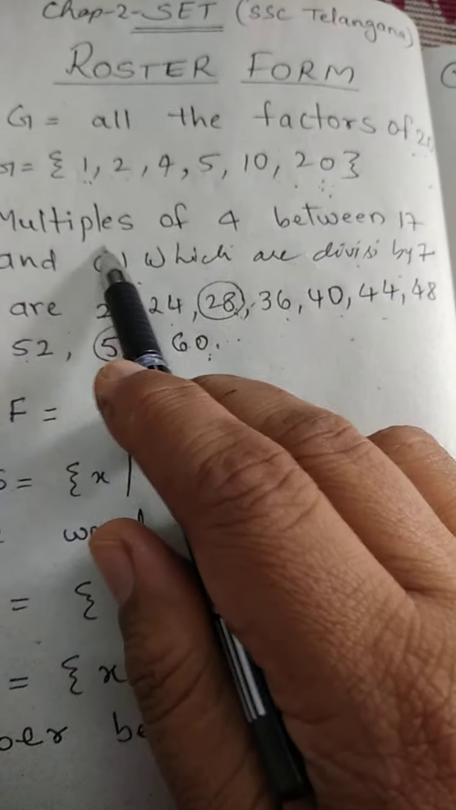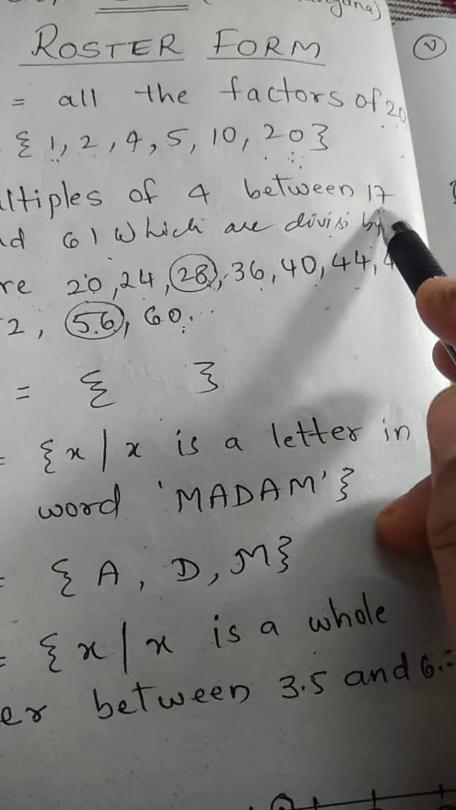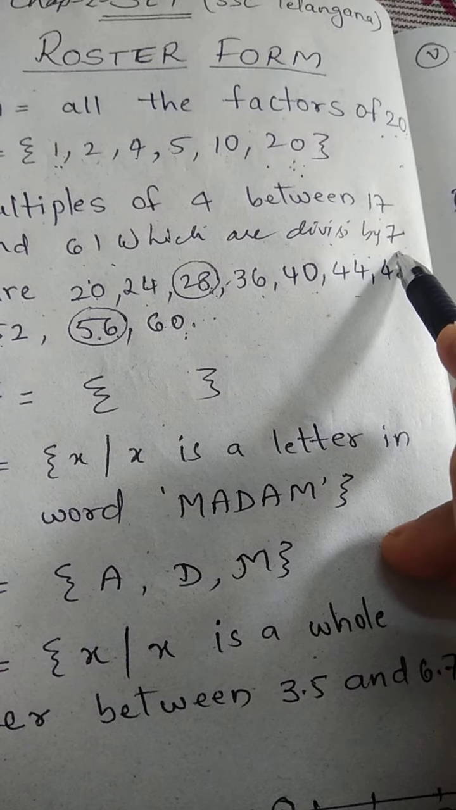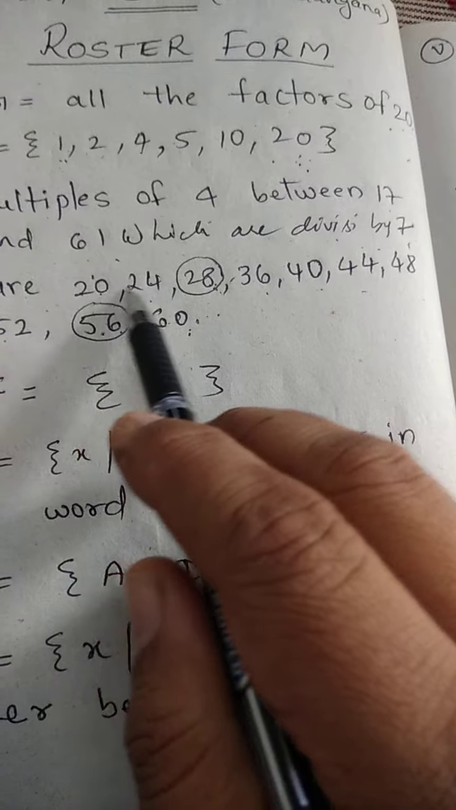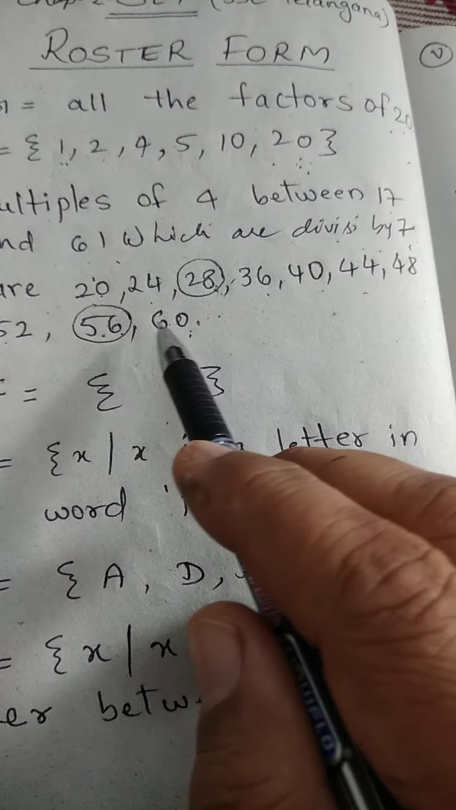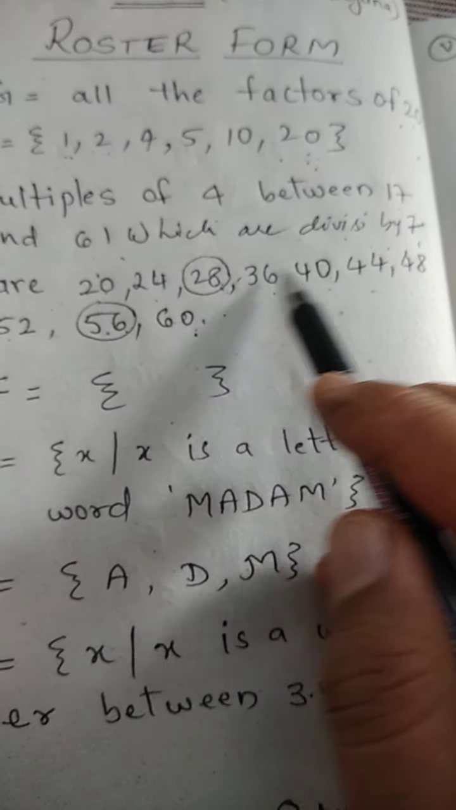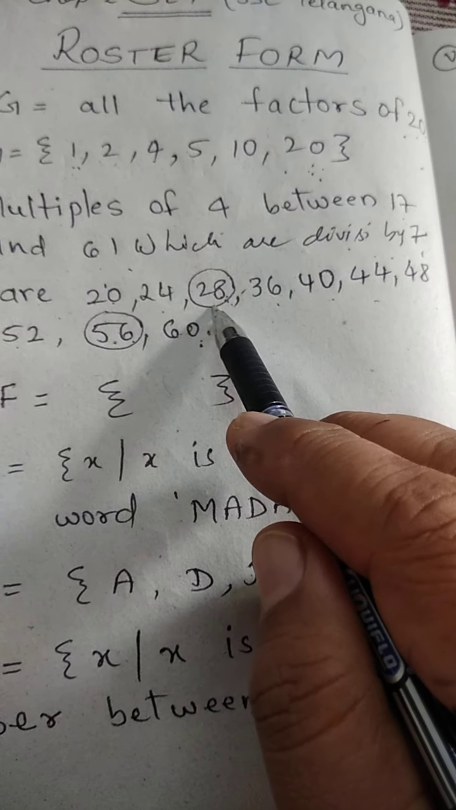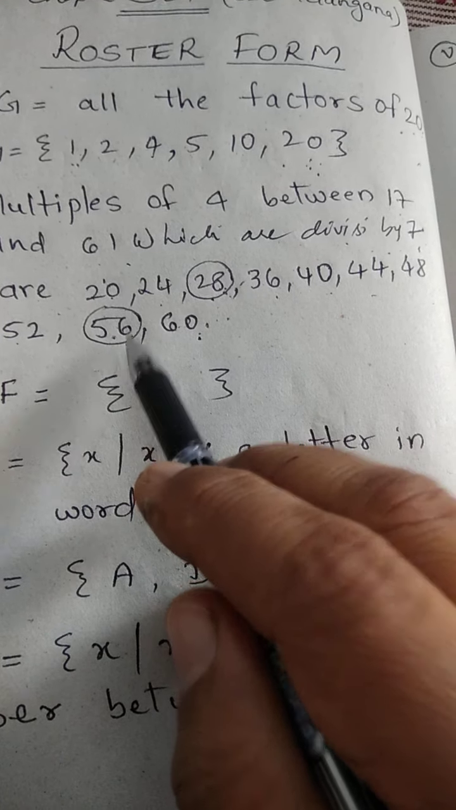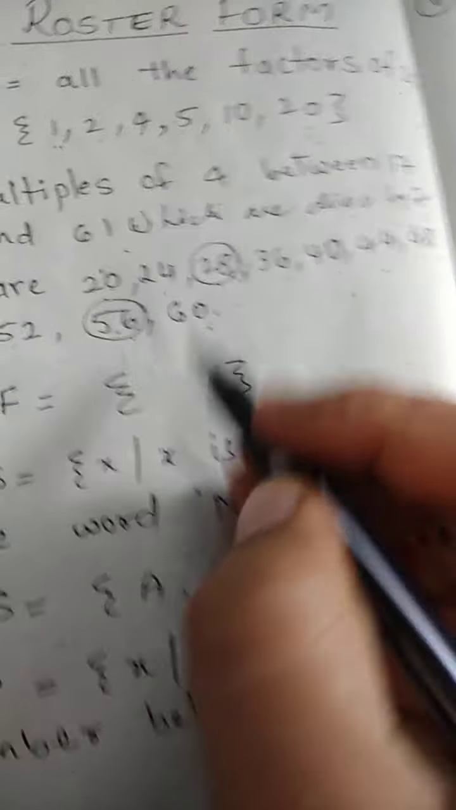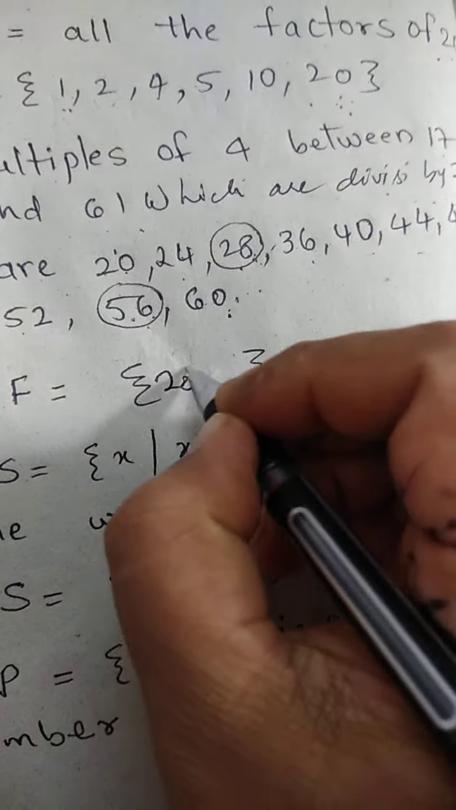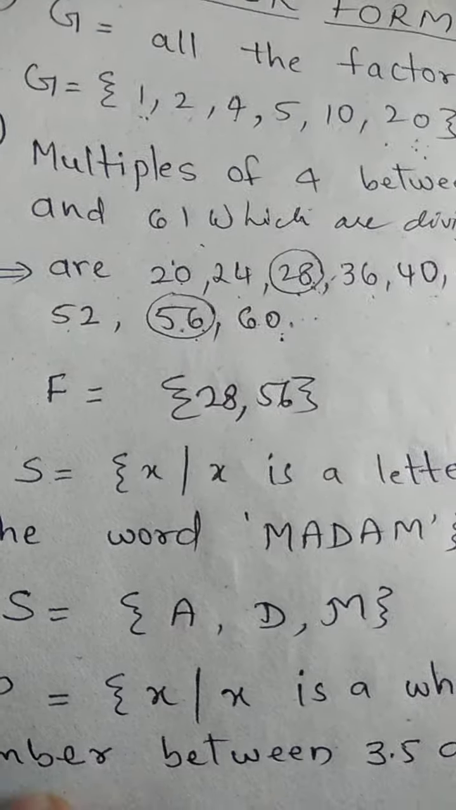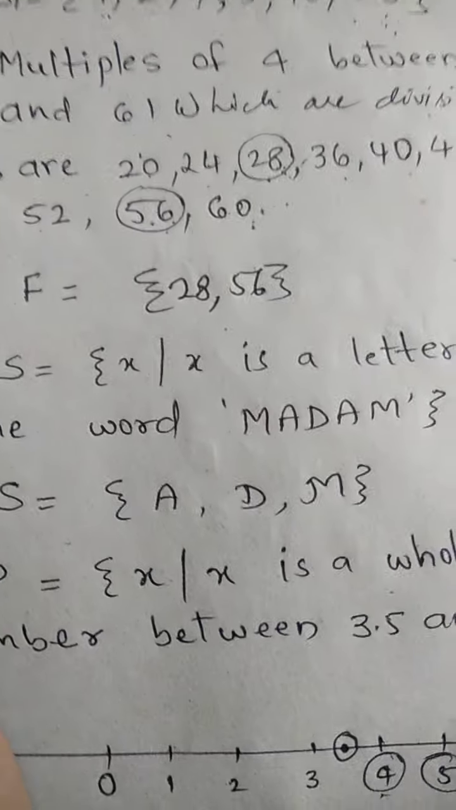We have to write the multiples of 4 between 17 and 61 which are divisible by 7. So first note down all the multiples of 4 between 17 and 61. Then in that, circle out which numbers are divisible by 7. So here we get 28 and 56. So what will be the answer for this? This will be 28 and 56. Only 2 are divisible by 7.